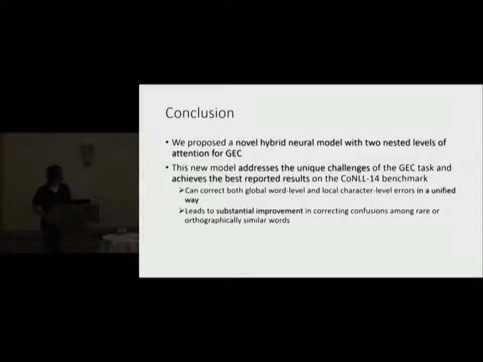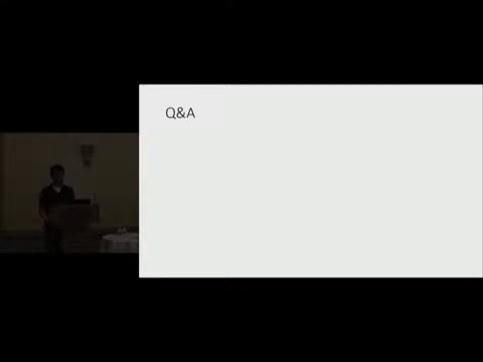This leads us to the conclusion that our model is able to solve the unique challenges of the GEC task by bringing both the global word level and local character level into a unified way. And that generated the substantial improvement we got so far for correcting confusion with rare or orthographically similar words.